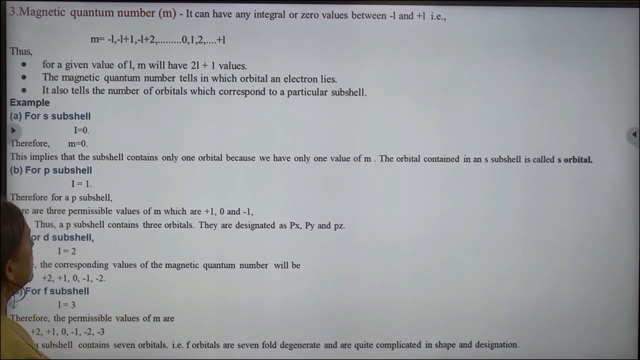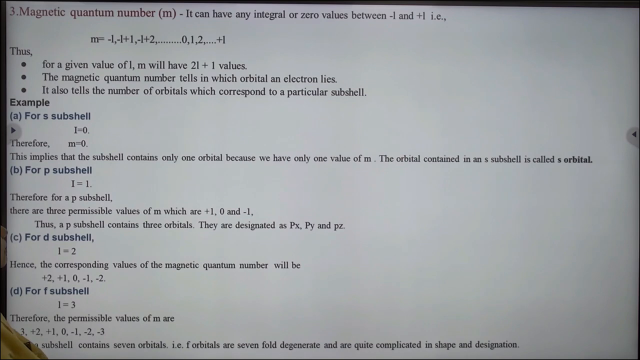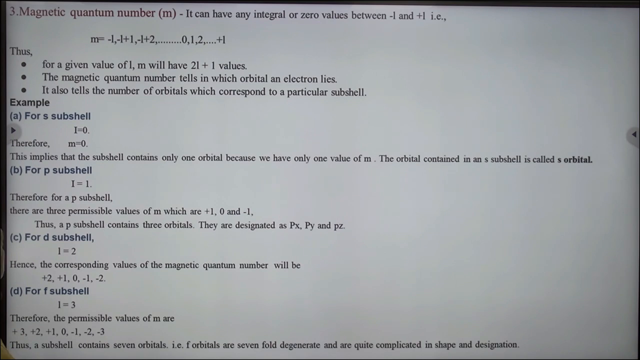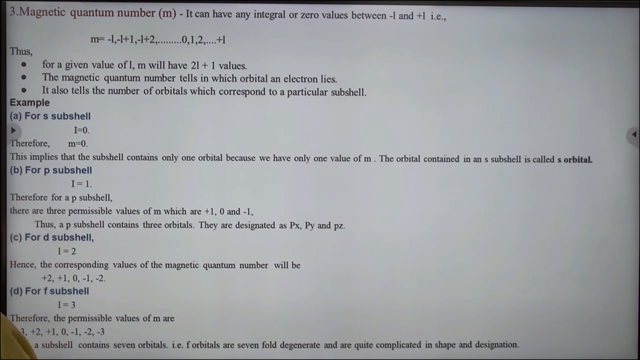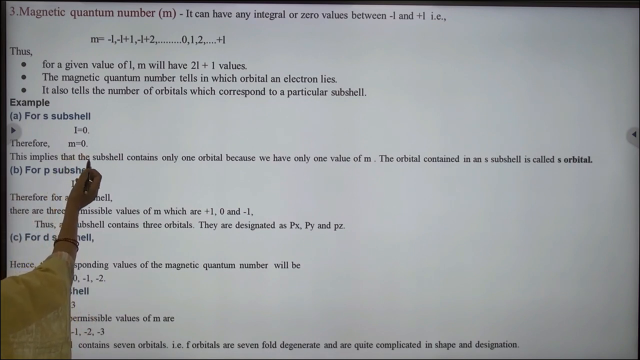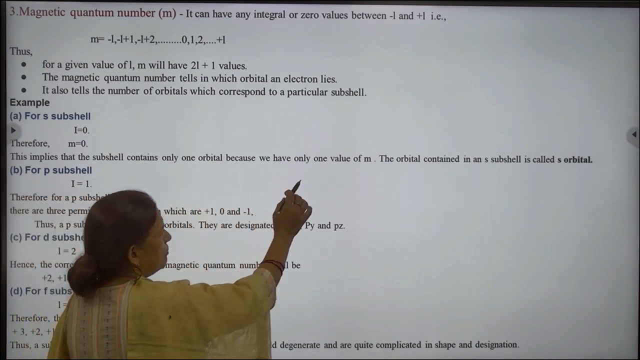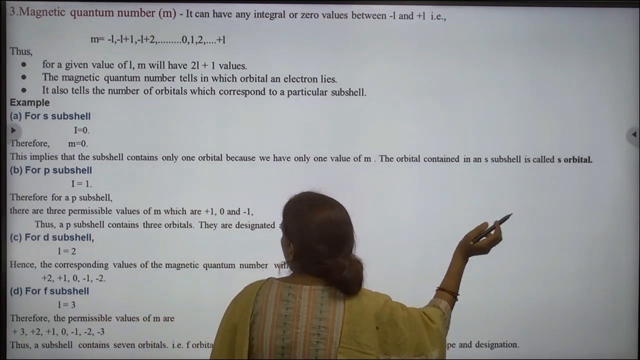Magnetic quantum number, it can have any integral or zero values between minus l and plus l. Thus, for a given value of l, m will have 2l plus 1 values. The magnetic quantum number tells in which orbital an electron lies. It also tells the number of orbitals which correspond to a particular subshell. For s subshell, l is equal to 0 and m is equal to 0. This implies that the subshell contains only one orbital because we have only one value of m. The orbital contained in an s subshell is called s orbital.